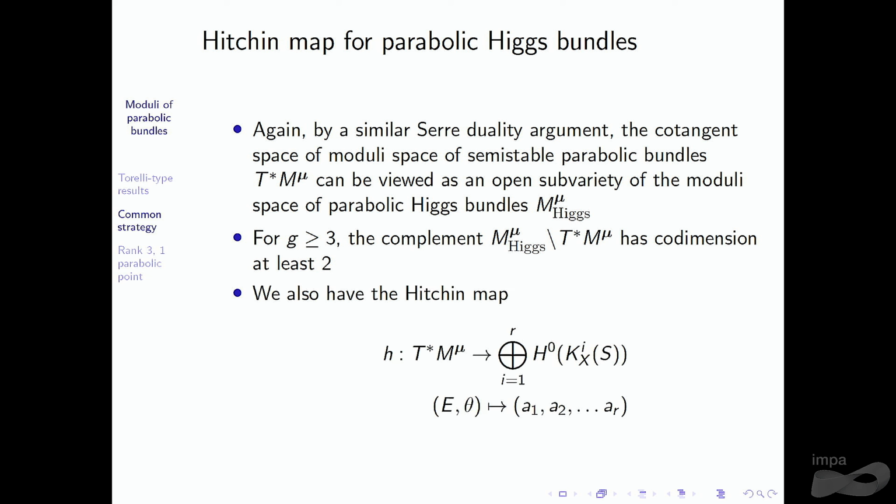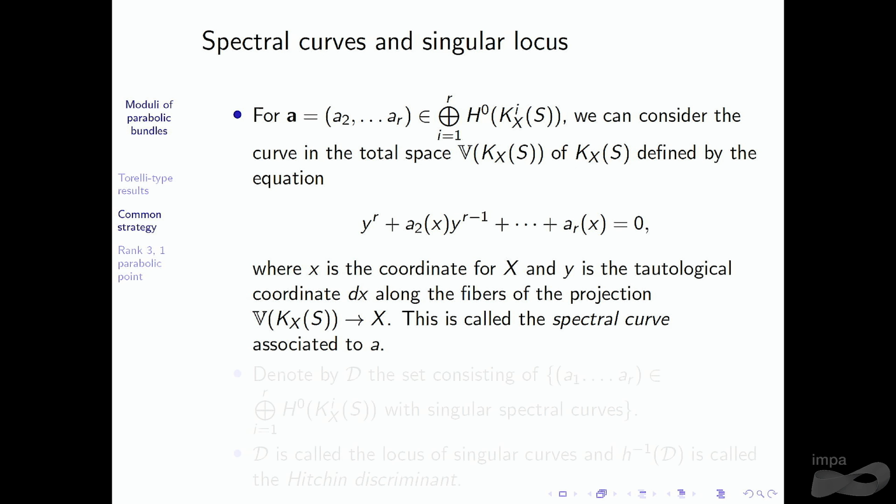Again, we also have the Hitchin map just as before. I take my bundle, and I have the parabolic Higgs field this time, not just the Higgs field. And again, I look at the coefficients of the characteristic polynomial. So I can also define the Hitchin map.